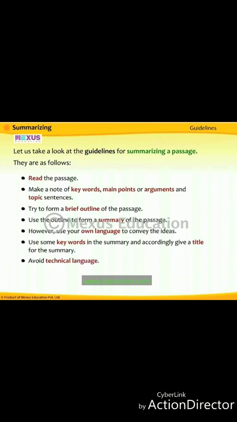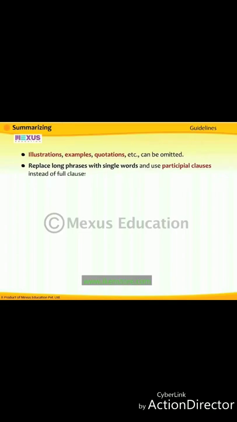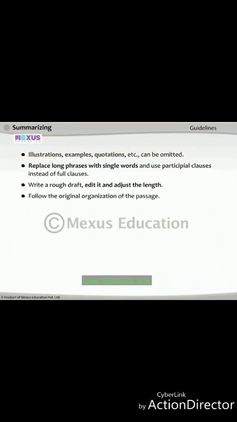Avoid technical language. Write in simple and understandable English. The summary must be objective and written in third person. Illustrations, examples, quotations, etc. can be omitted. Replace long phrases with single words and use participial clauses instead of full clauses. Write a rough draft, edit it and adjust the length. Follow the original organization of the passage.